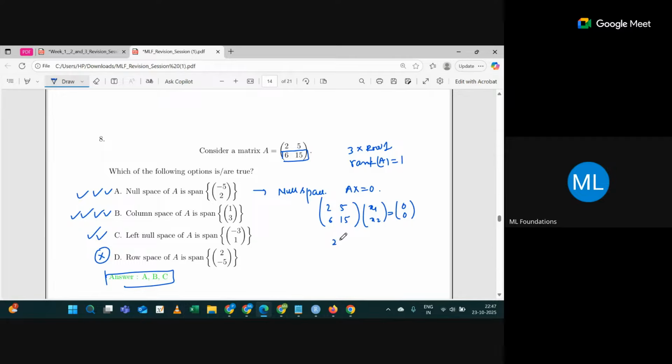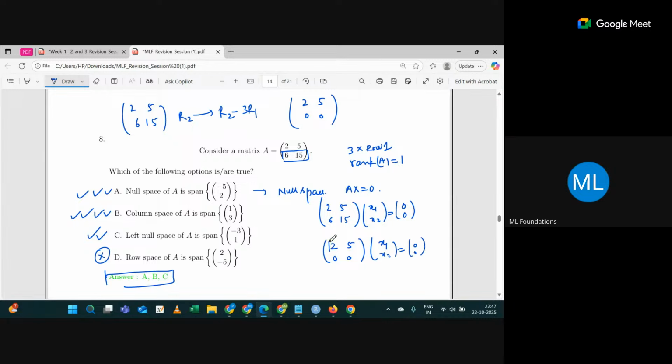First of all, convert it into row reduced echelon form, right? So 2, 5, 6, 15. I can write R2 as R2 minus 3 times R1, and what I will get is 2, 5, 0, 0, correct? So x1, x2 is equal to 0, comma 0.